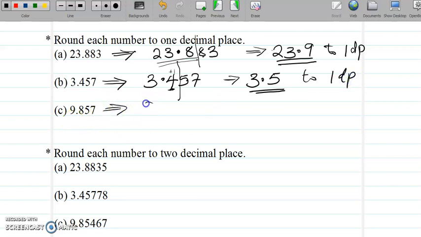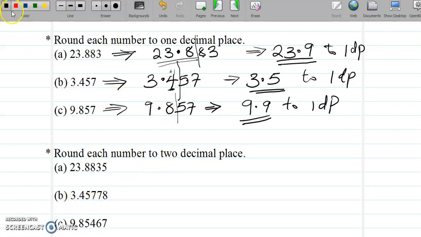Now let's look at this last one. What do we have? Give me the answer. 9.857 to 1 decimal place. Give me the answer. So that gives us what? That's fine. After decimal point, ended it here. So this number is equal to 5. That is 5. I add 1 here. 8 plus 1 is 9. So this gives us what? 9.9 to 1 decimal place. Okay. So this is how we solve the 1 decimal place.